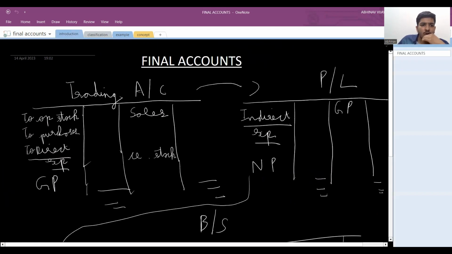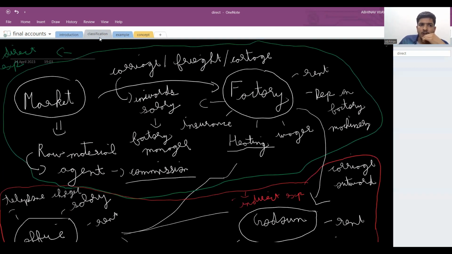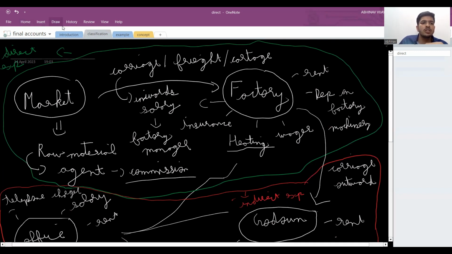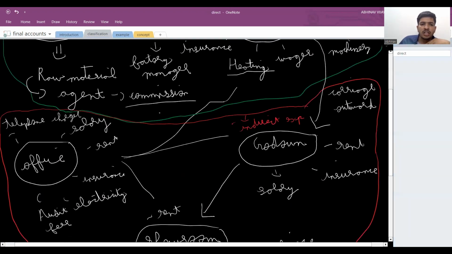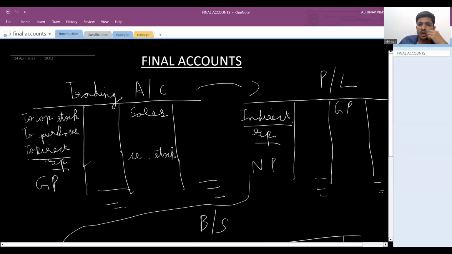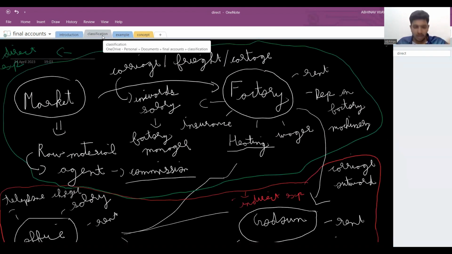Now, previously I told you all your direct expenses come here, correct? So I also told you from market to factory, all the expenses are direct expenses. So does this mean all these expenses will come here in the trading account and all other expenses, that is indirect expenses, will come in the profit and loss account? No, no. That's why I told you we'll go in a sequential manner. I didn't tell you the concept fully.